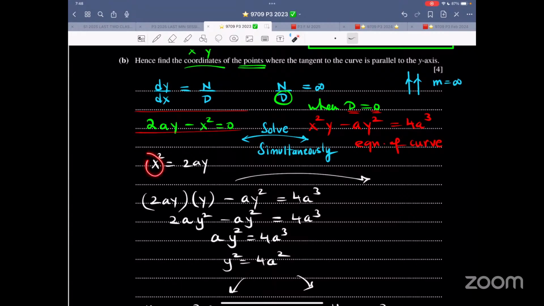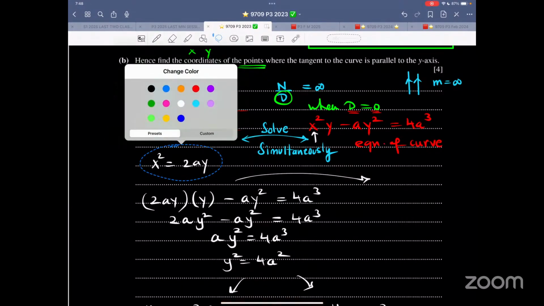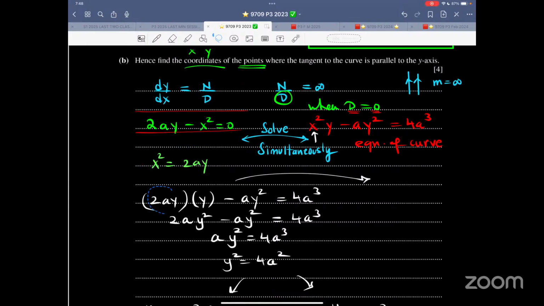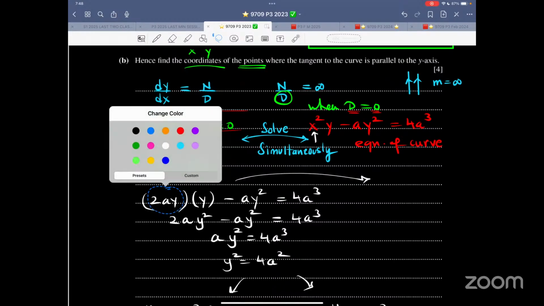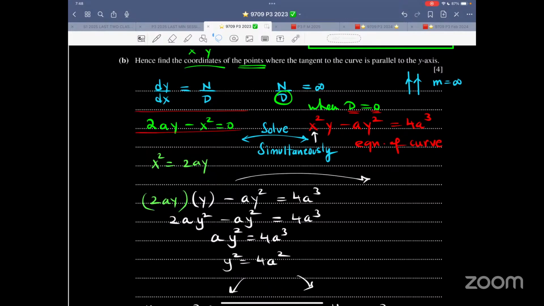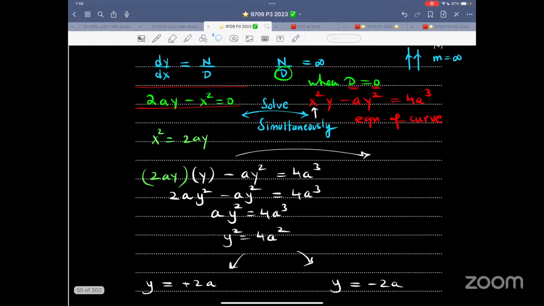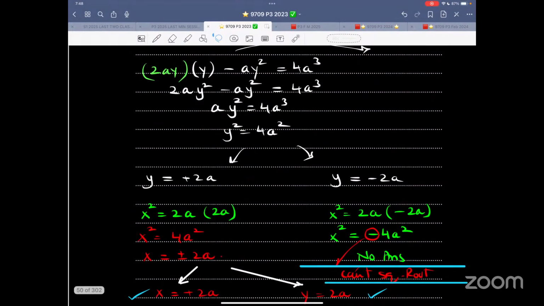So therefore, x square is 2ay. Wherever there is x square, I'm plugging this thing in. Let me write this in green color so that you have an idea what I plugged in. This x square is 2ay, that is in green. That is what I have plugged in. And then we get y square is 4a square. Therefore, y is positive square root, y is negative square root.